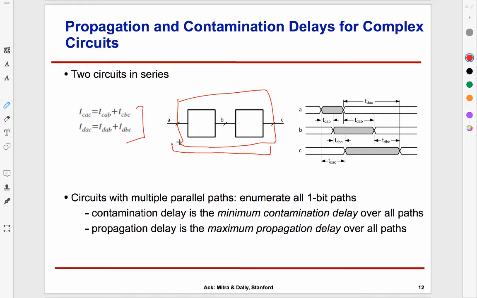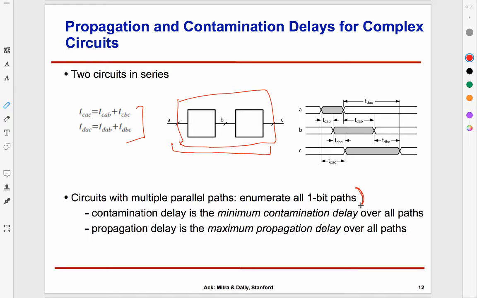Things get trickier if I have circuits in parallel. If I have two gates or two circuits in parallel, I feed some common input to both of them, and then they come together eventually at the output. So my output depends on an input through two different paths through the combinational logic. If that happens, you should look at all possible paths from an input to an output through different sets of gates. We'll see an example shortly. Then the contamination delay is the minimum of the contamination delays across the different paths, and the propagation delay is the maximum across the different paths.